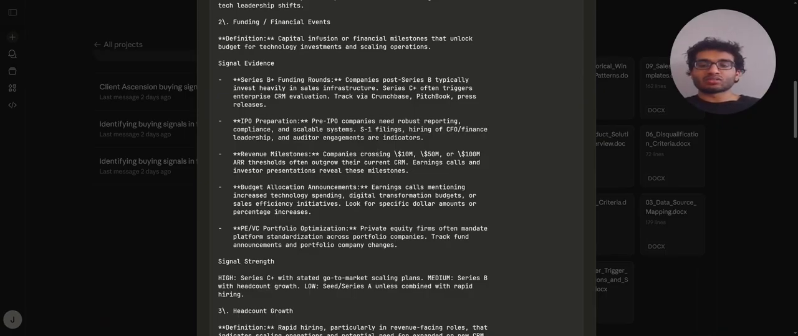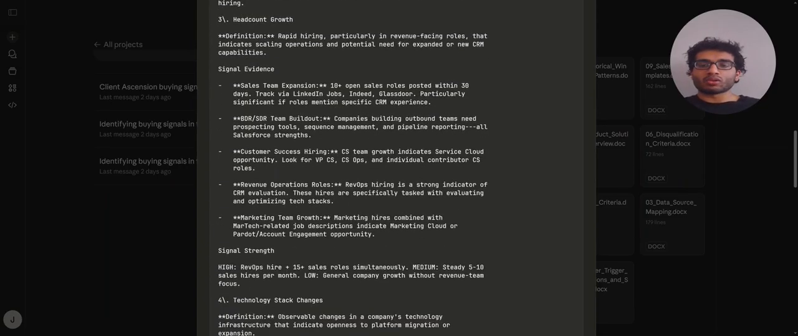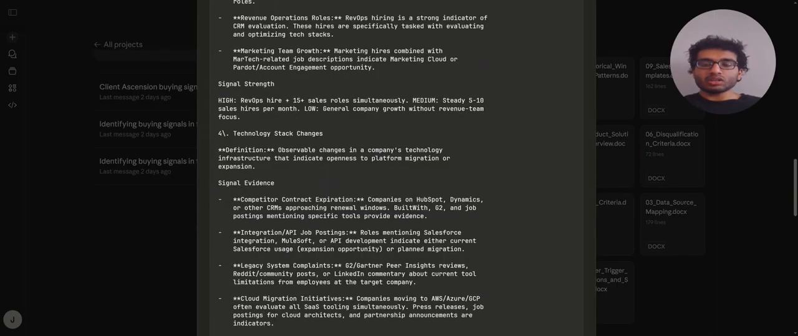So this signal strength I've ranked as high. Headcount growth, extremely important. And technology stack changes. So it will go look up public resources and identify whether or not specific logos have had public identification of sources such as competitor contract expiration. Have they posted job postings for integration and API? So on and so forth.